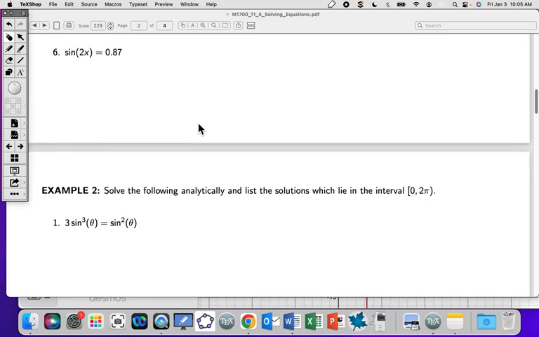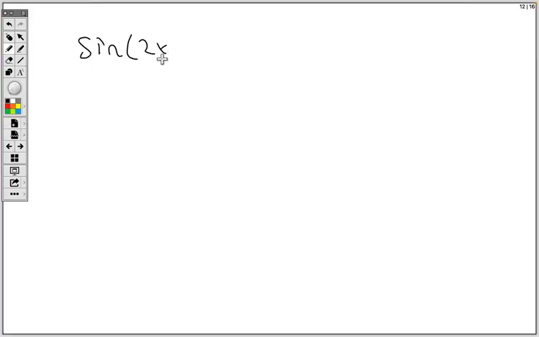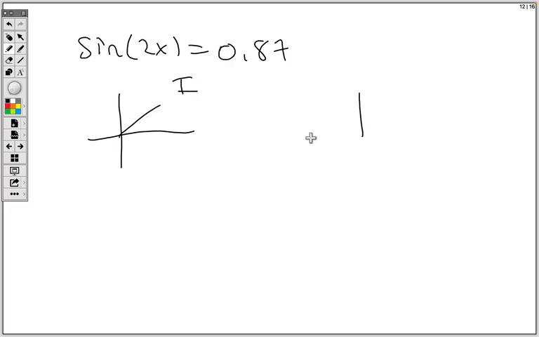Speaking of decimals, let's take a look at number 6. I've got the sine of 2x is 0.87. First question, is this a sine value that makes sense? Yes, it's between -1 and 1. Second question is, what quadrants am I dealing with? Well, if the sine is positive, that's either going to give me an angle in quadrant 1 or an angle in quadrant 2. Third question, is this a reference angle I know? No. I don't know an angle off the top of my head whose sine is 0.87. That means I have to use inverse sine, the arc sine.